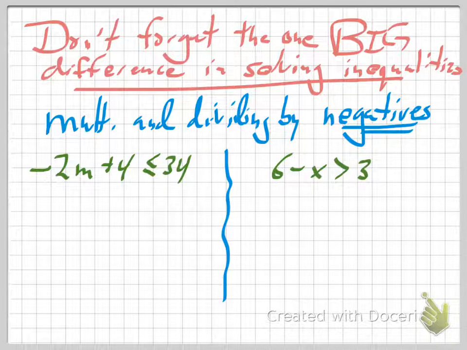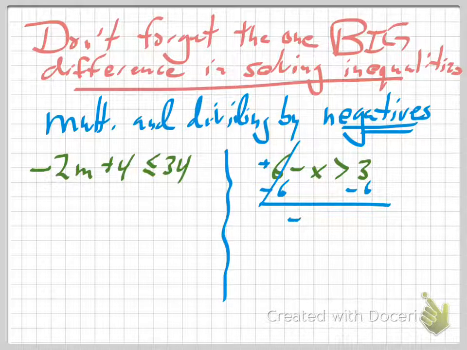First, I'm going to get rid of the 6. It is really considered a positive 6, so I'm going to get rid of it with a minus 6 on both sides. Once I do that, this side will fruit ninja. I'm left with negative x. Don't lose that negative sign. That's the whole thing that's going to cause the problem for us. 3 minus 6 is negative 3.